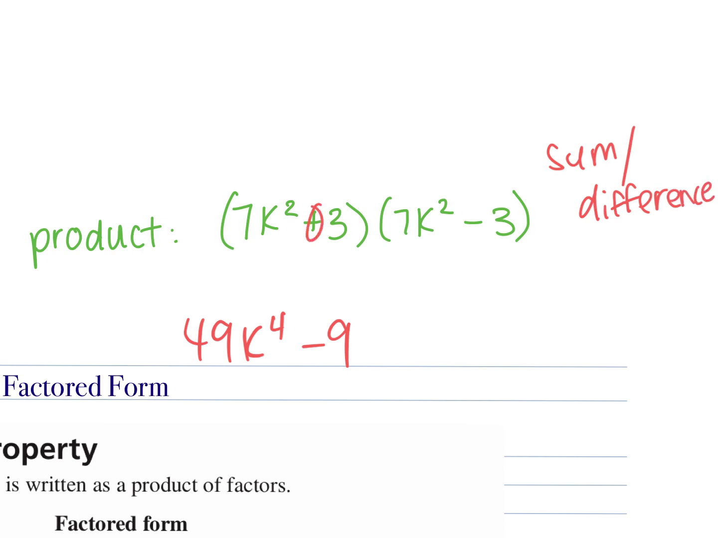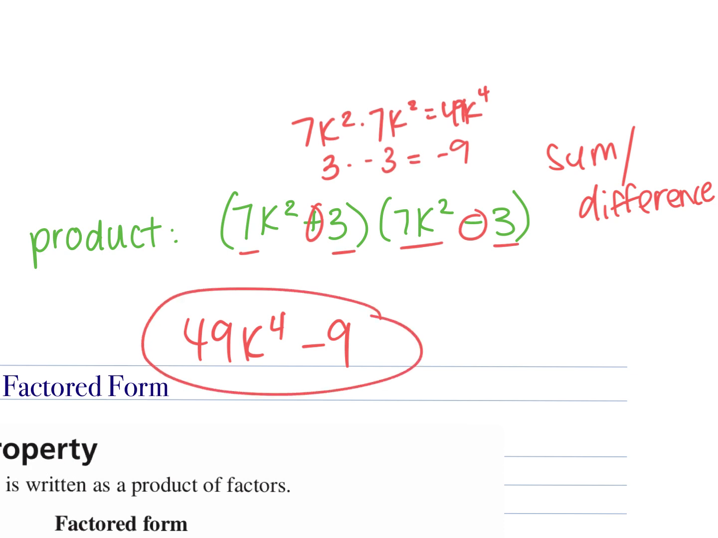Yeah, but it has more than just that. Yeah, I mean the signs. Everything else matches. Do you see that? So we have 7k squared plus 3 and 7k squared minus 3. Okay, keep going, David. I did 7k times 7k. It'll give me 49k to the 4th. Gave you 49k to the 4th. And then I did positive 3 times negative 3. Very good. Guys, give it up for David.